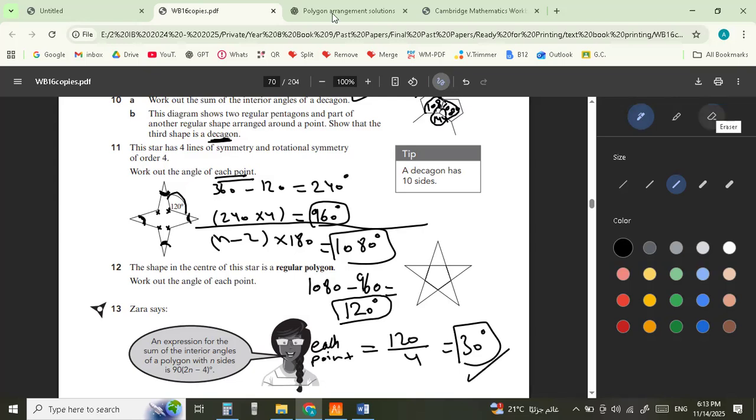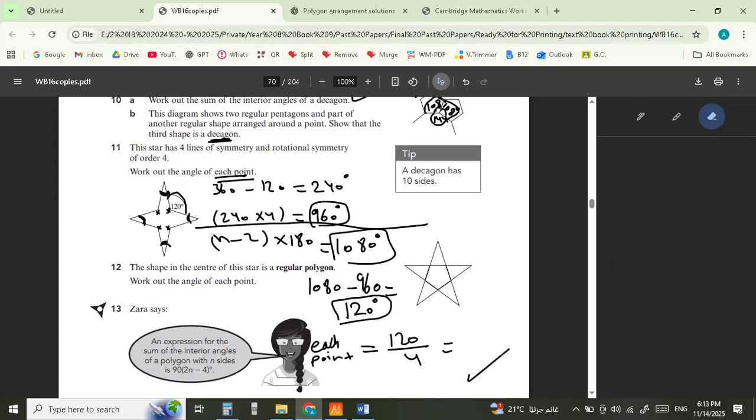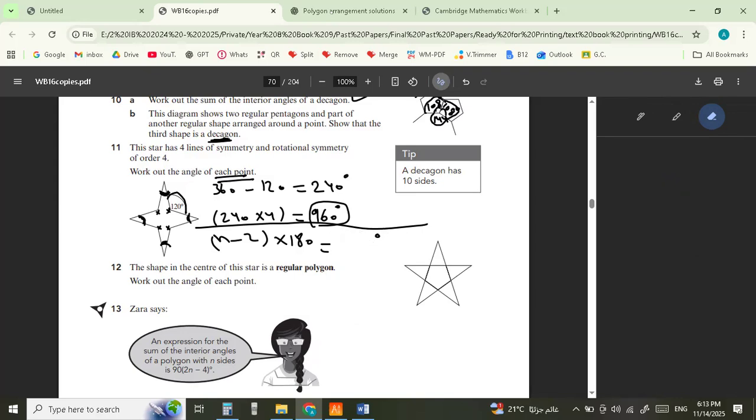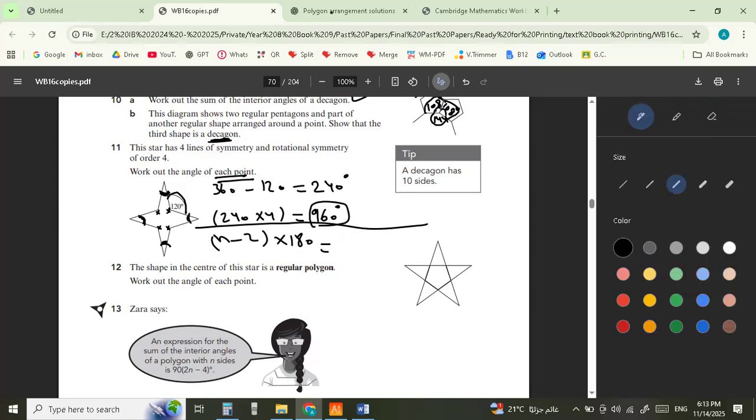The last question here. Let me just erase this. They say that this shape, this star, has inside a pentagon, a regular polygon. Here you go. That's what they're saying. They're saying that you work out the angle of each point of the star, which is this one and this. They want only the angle of each point. They said this is a regular pentagon, right?